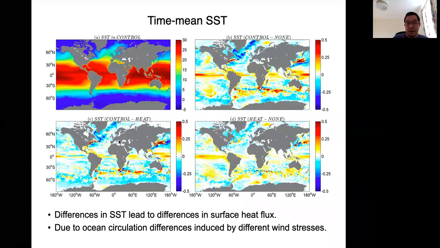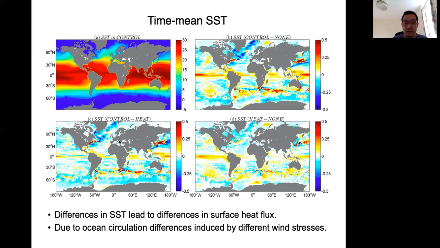And the fact that the heat flux anomaly difference and SST difference are of opposite sign shows it's a difference in SST that leads to a difference in surface heat flux, not the other way around. And this SST difference has to be due to ocean circulation differences between those model experiments when they are driven by different types of wind stress, whether it's relative wind stress or absolute wind stress.